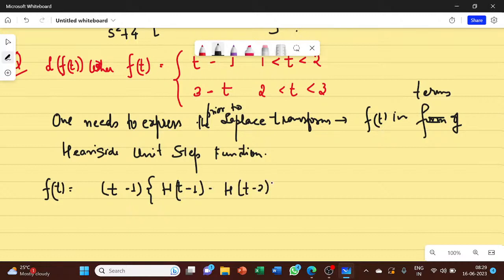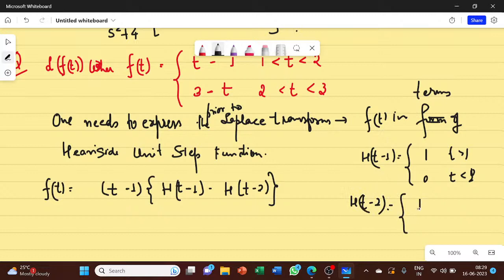Again, confirm whatever I'm writing. See, a unit step function means what? If I write h of t minus 1, what does it mean? It is equal to 1 if t is greater than 1, and equal to 0 if t is less than 1. Similarly, if I write h of t minus 2, it is equal to 1 if t is greater than 2, and equal to 0 if t is less than 2.